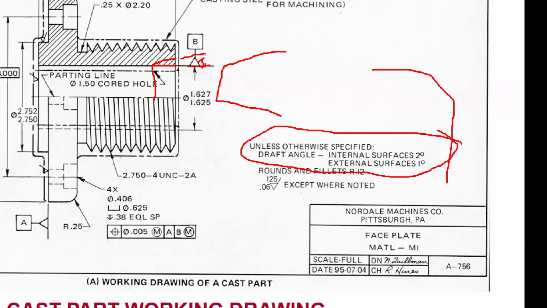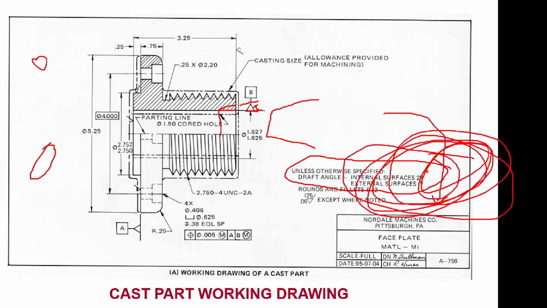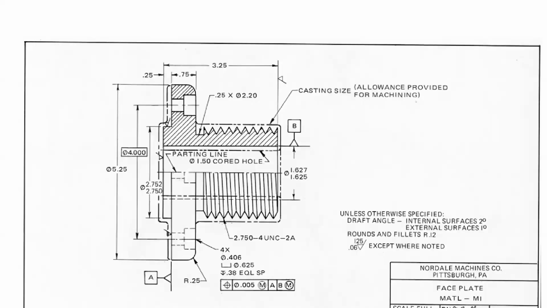And remember, our general notes that talk about the whole part and the whole drawing go in that lower right-hand area near the title block. I've been seeing some over here and up here. Let's just get in the habit of putting them right down here somewhere. All right. So parting line, external angles, casting allowance.